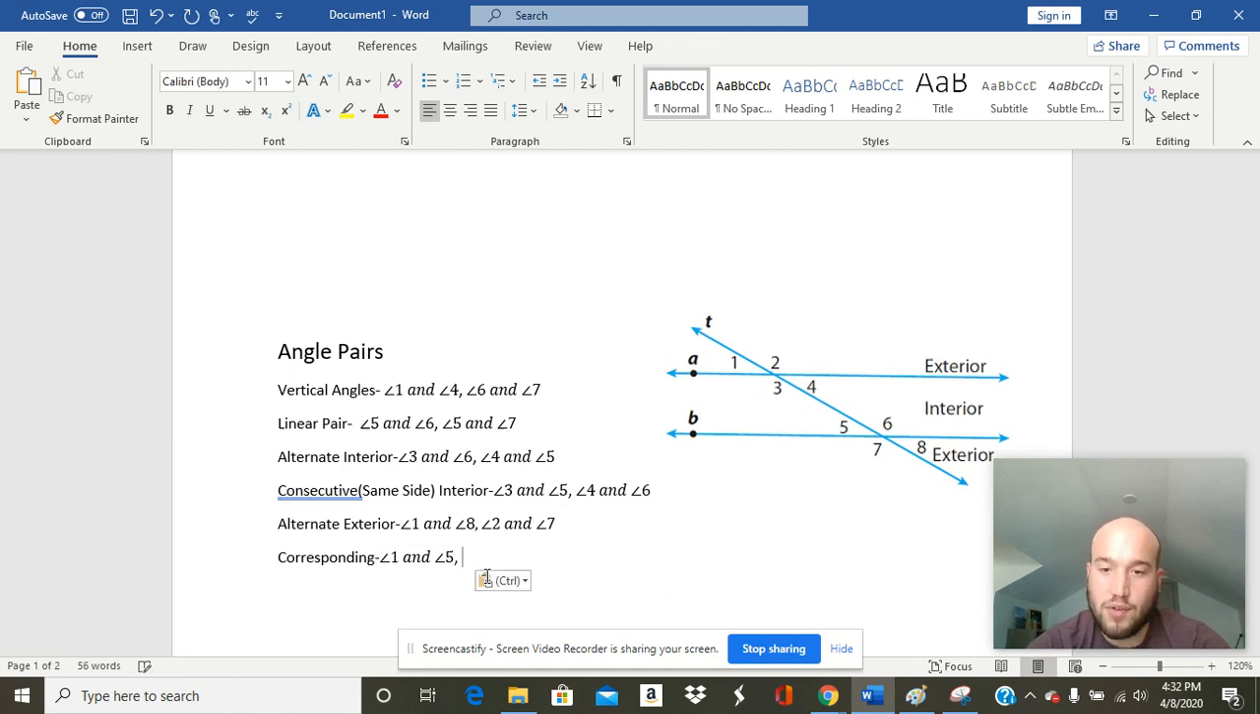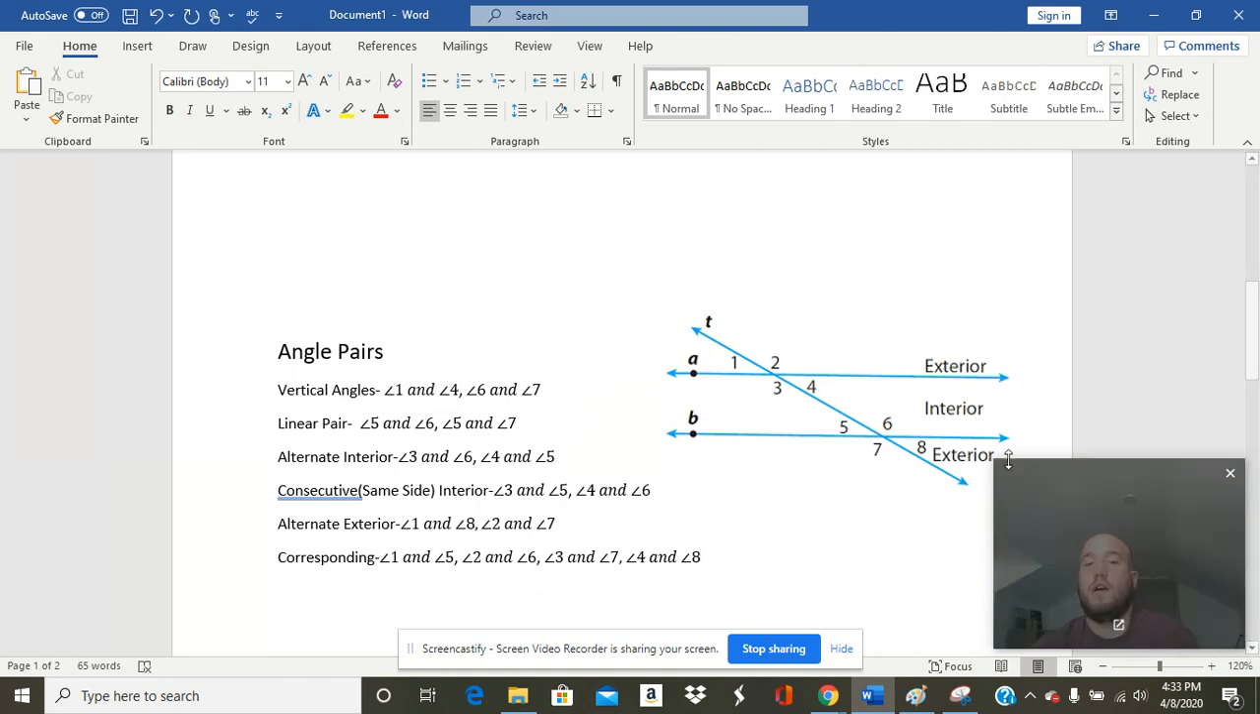And another example, angle 2 is up to the right, and angle 6 is also up to the right. Then angle 3 is down to the left, and angle 7 is also down to the left. And our final one, hopefully you know it, angle 4 and angle 8. So that's how we do it.